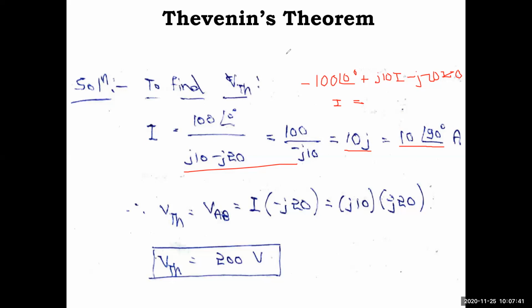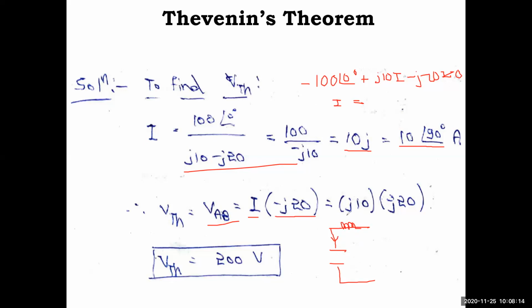But they have told you to find out VTH, right? So VTH means open circuit voltage VAB, which is current into minus J20. See in the circuit, you have the terminals open and here you have the minus J20. Here in this J10 there is no current, so that's why it is not considered. So only you have to consider the branch current. We have calculated I, that we have to multiply with the minus J20, that is Ohm's law, V equal to I into R. So that we have done.